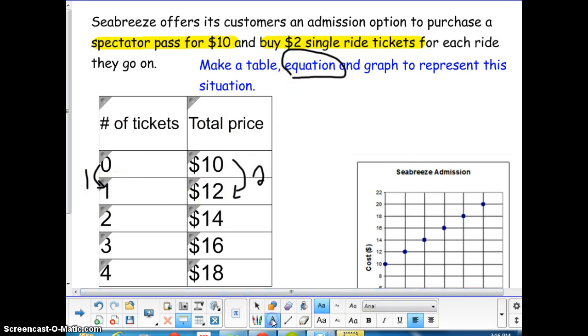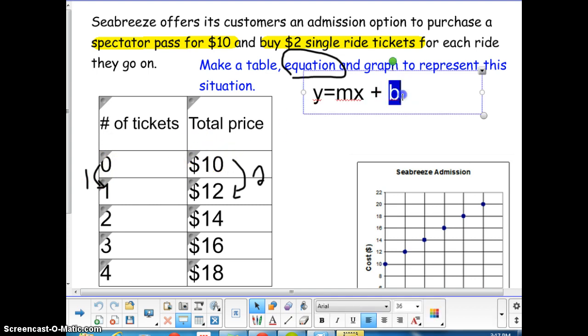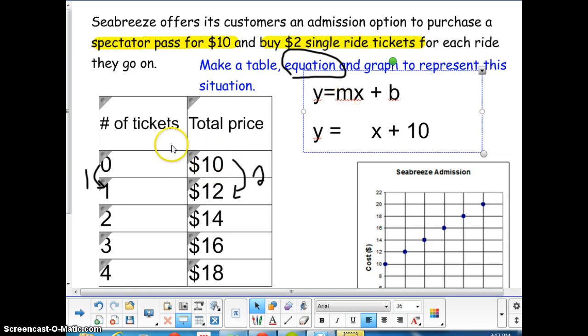Since we know it's going to be slope-intercept form, it's going to be y equals mx plus b. Our b is our y-intercept, so I'm going to start there. Since we know that for 0 tickets, or when x is 0, y is 10, b is going to be replaced by 10. Now, we also know that our slope is 2, because remember, for each ticket that we bought, it went up $2. So we're going to put our slope as 2. We could also replace y with f of x if we wanted it in function notation.